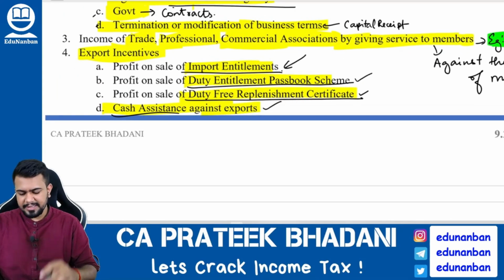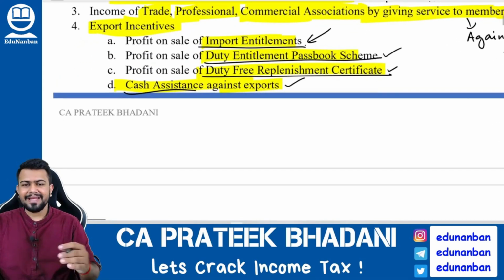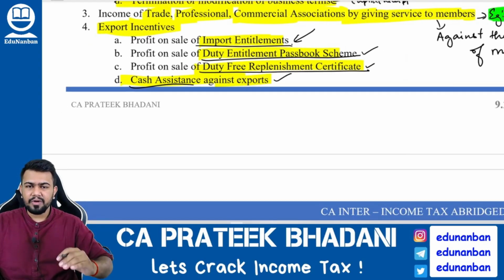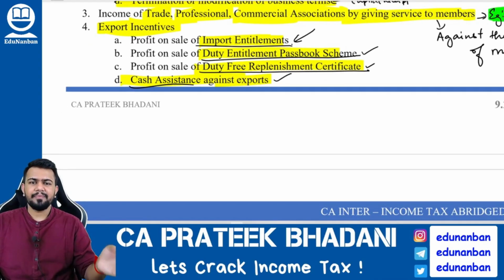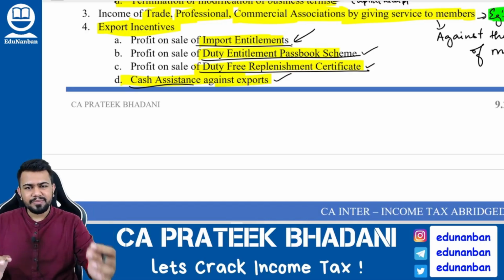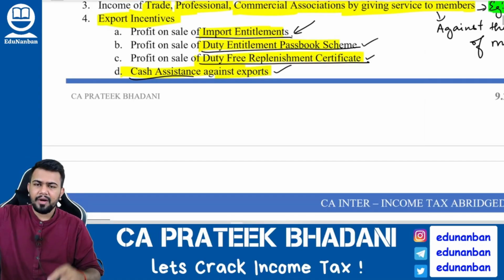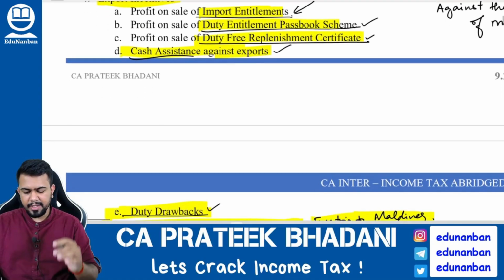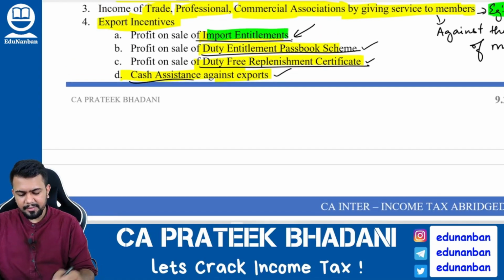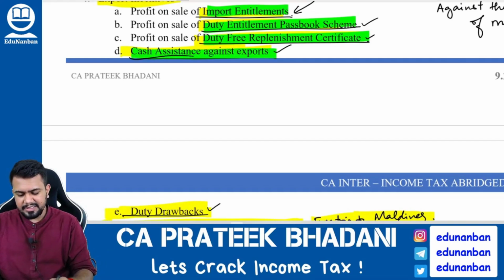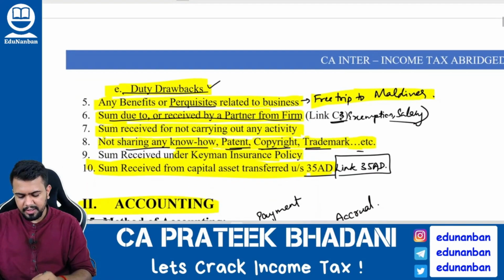Next, export incentives. What is export incentives? Any incentive received for the purpose of export. So if either the export incentive is sold and profit is received, or any export incentive is directly received, both are considered as PGBP income. What are the export incentives? Number one, profit on sale of import entitlement, profit on sale of duty entitlement passbook scheme, profit on sale of duty free replenishment certificate, then cash assistance received against exports, and then duty drawbacks.